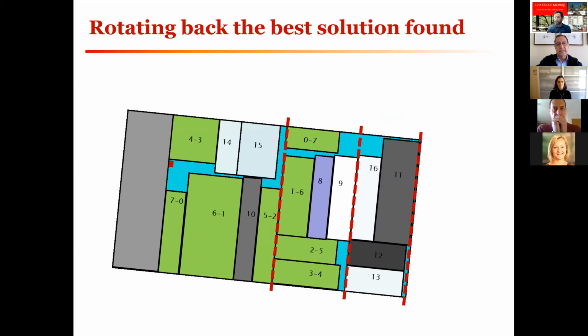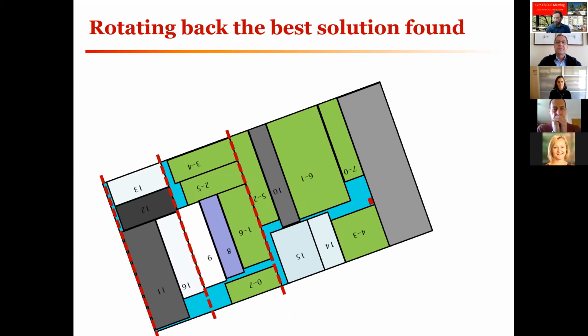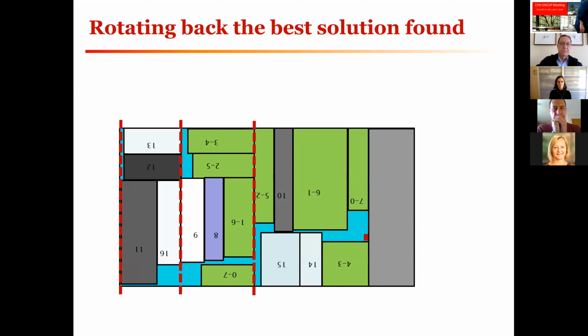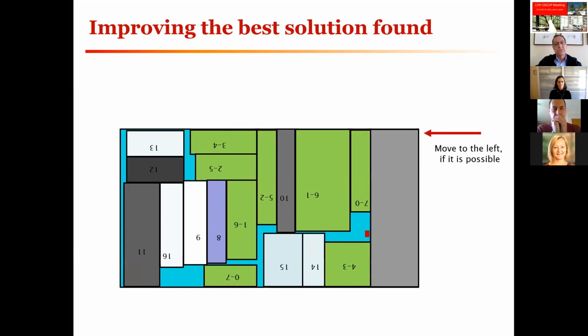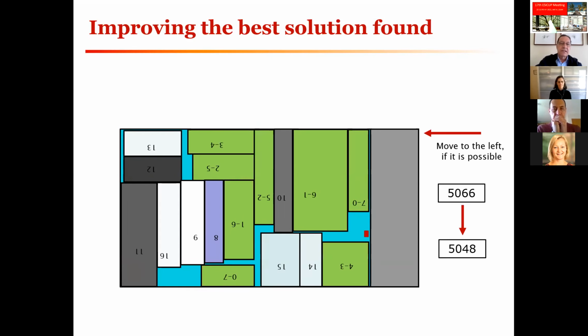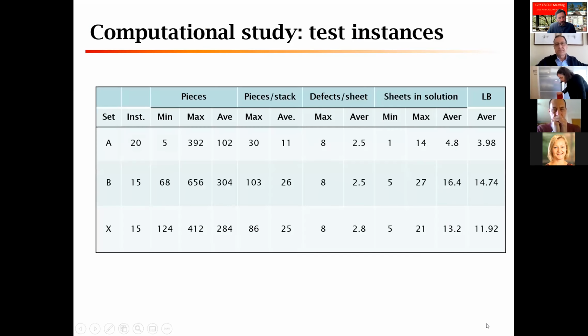If it's the case, we rotate back to put the pieces in the corresponding order, and if it is possible, we move everything to the left to increase the unused part at the right-hand side. In this case, from having used 5,066, we obtain a solution with 5,048. So this move produces some slight improvements in some cases.